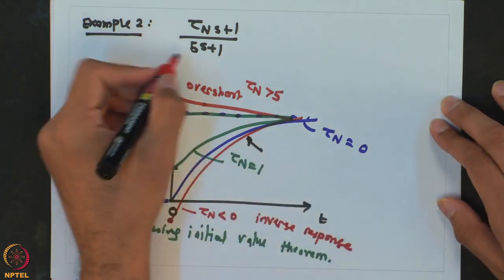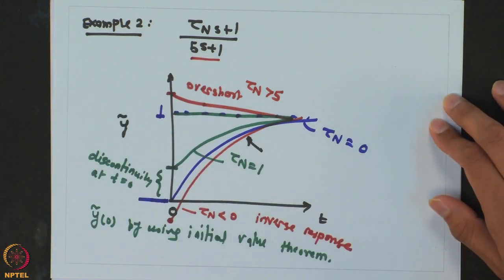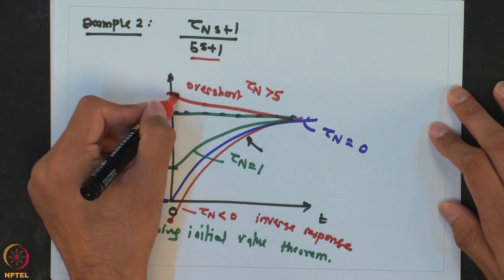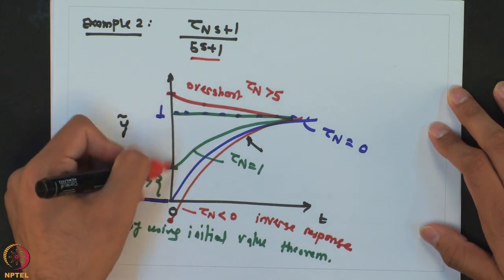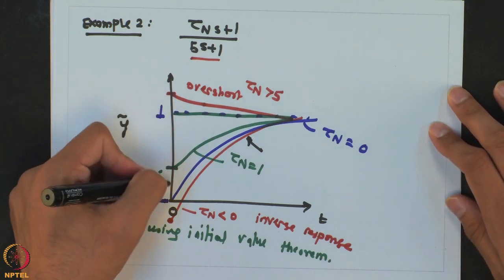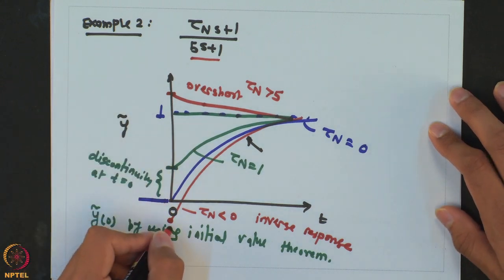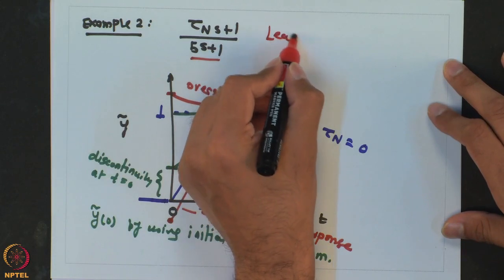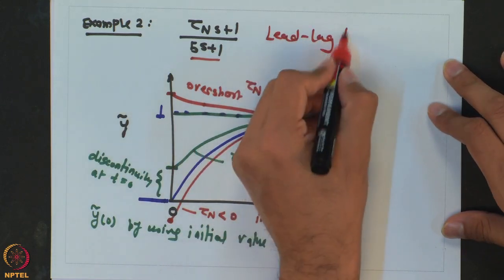So, again having the same dynamic mode, which is 5s plus 1 over 5s plus 1, by changing the numerator transfer function you get overshoot, some discontinuity in the input at time t equal to 0, and then the inverse response as well. Now, this type of transfer function is also known as a lead lag type of transfer function.